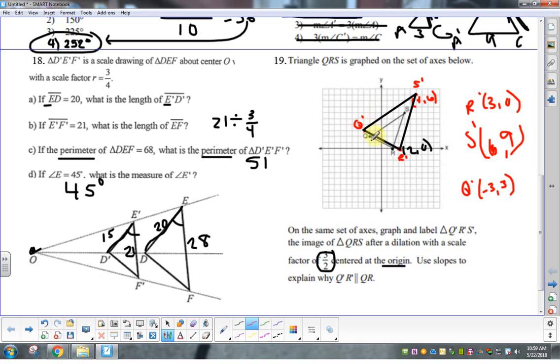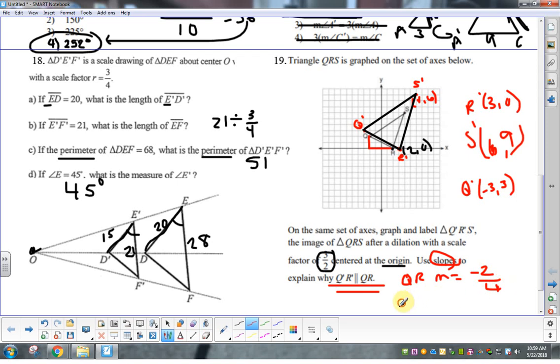And then they want to know, why is Q prime, R prime parallel to QR? You should know that parallel lines have the same slope. They said use slopes. If they were just asking about dilation, you would say dilation doesn't change the angles of things, so the slopes are the same. But you are going to count your rise over run. So this is down 2 over 4. So QR has a slope of -2 over 4.